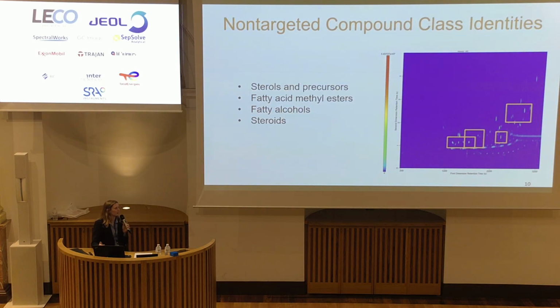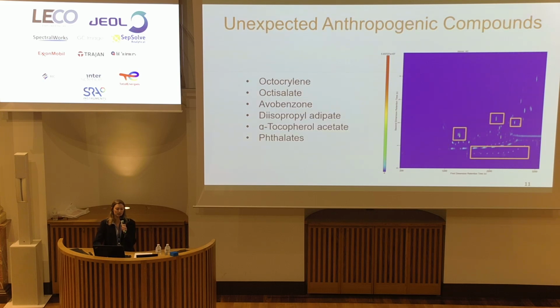Using this non-targeted method, there were 4 main classes of compounds found: the sterols, cholesterol and its precursor squalene, long-chain fatty acid methyl esters, fatty alcohols, and then some steroids. But what was unexpected about the non-targeted analysis was the finding of some anthropogenic compounds, including UVB blockers octocrylene, octisalate, and avobenzone, which are found in common sunscreen products, and then also 2 moisturizer compounds, and phthalates from plastics.